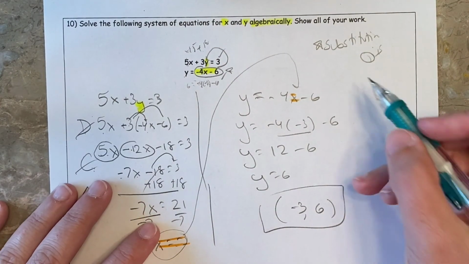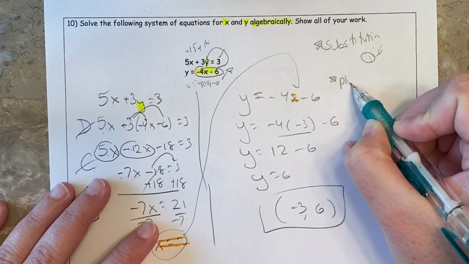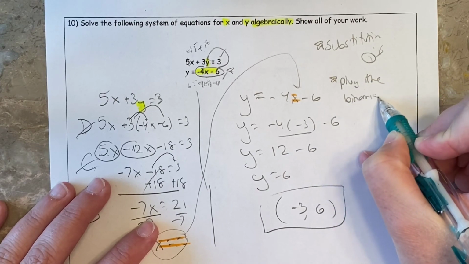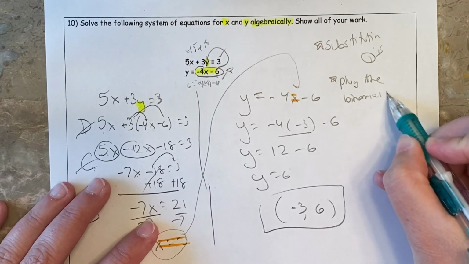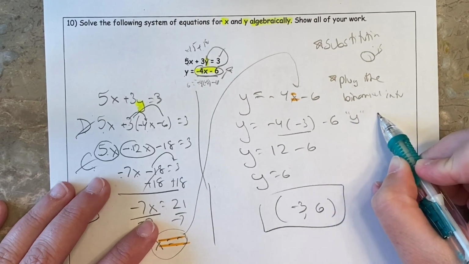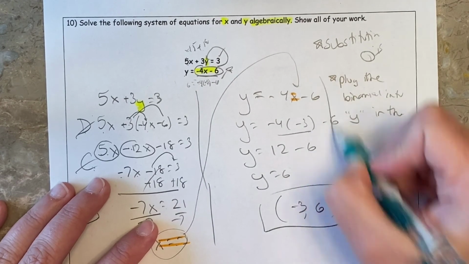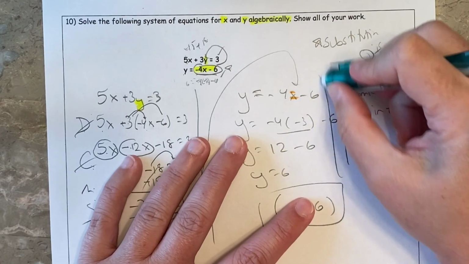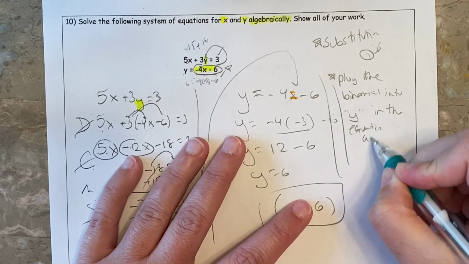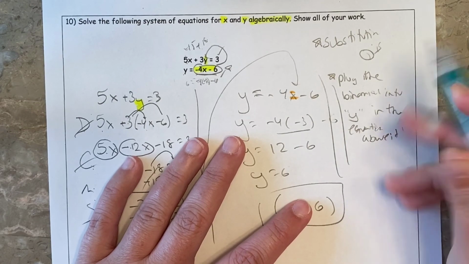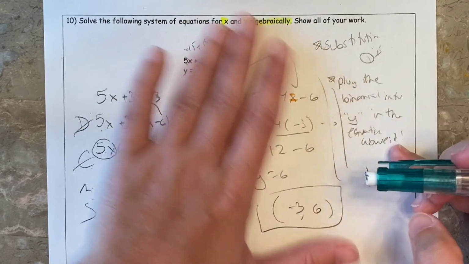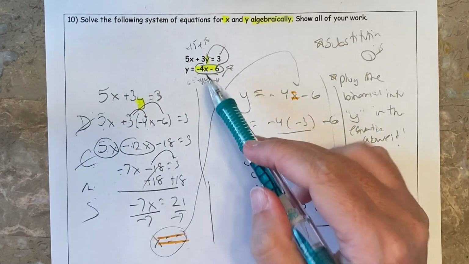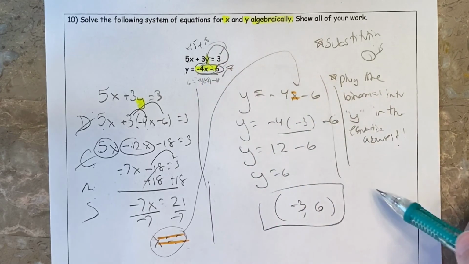And let's just write one more thing over here so you have it for your notes. You want to plug the binomial, that's this right here, into y in the equation above it. Okay, so plug the binomial into y in the equation above it. So that's us plugging this into this equation above it.